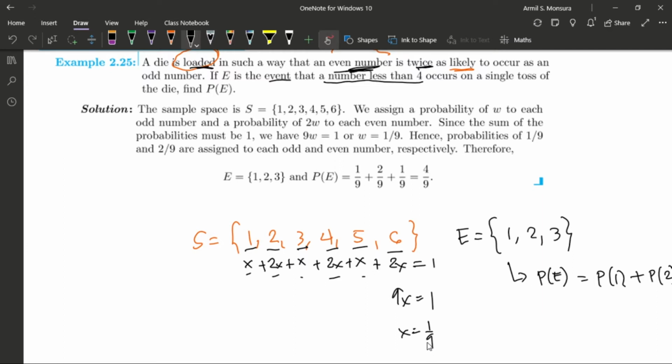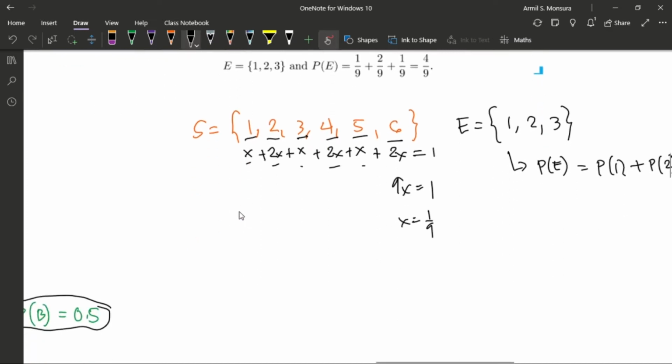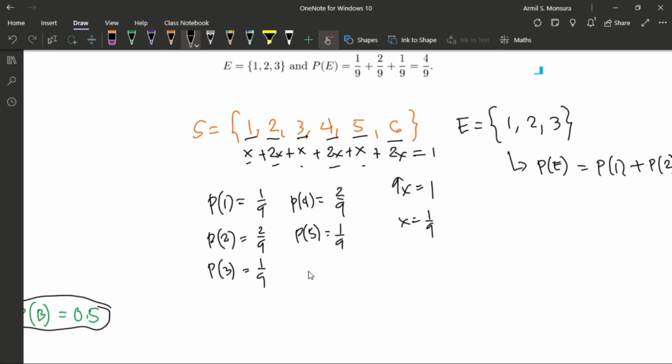Okay? So, ano yung probability distribution ngayon ng mga elements ninyo dun sa sample space niyo? Yung probability of 1 occurring is 1 ninth. Yung probability of 2 occurring is twice nung x, so this should be 2 ninths. Yung probability of 3 occurring should be 1 ninth kasi x din siya. Yung probability of 4 occurring is 2 ninths. Yung probability of 5 occurring is 1 ninth. And yung probability of 6 occurring is 2 ninths. So, yun yung kompletong probability distribution ng loaded dice ninyo.